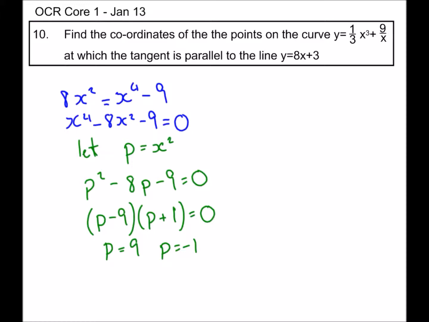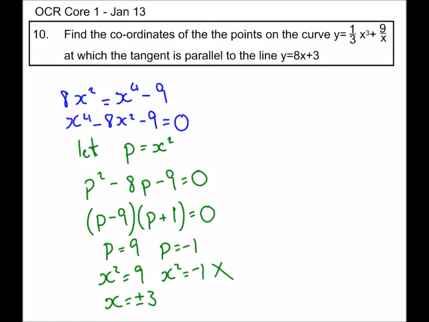But if you remember, we weren't using p, we were using x squared. So let's replace p and put x squared back. So we get x squared equals 9 or x squared equals minus 1. Now to find out x, we've got to square root it. I can square root 9, but I cannot square root minus 1, so that's not going to give us a solution. When I square root 9, I'm going to get x equals, and we've got to remember, plus or minus 3.